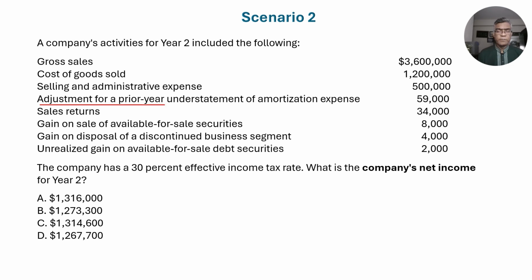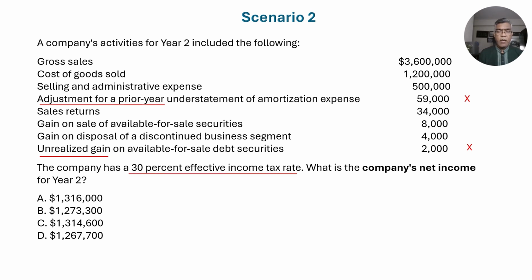First one, adjustment for a prior year understatement of amortization expense 59,000 should be excluded while calculating the net income. Why? Because it is related to an adjustment regarding the prior year, so there is no relationship with the current year company's net income. And the second one is unrealized gain on available for sale debt securities. It should also be excluded because it should be reported on OCI. So while calculating the net income, we need to exclude this one.